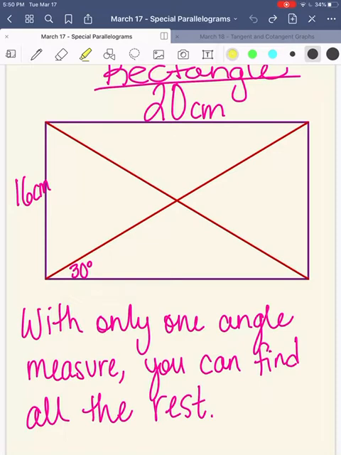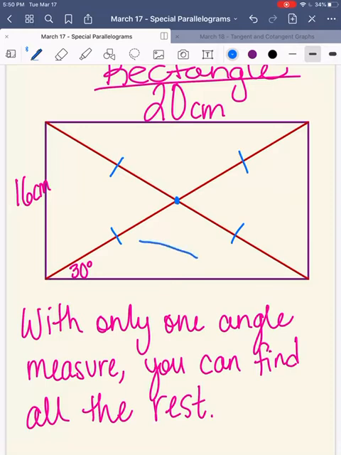And I just wanted to show you that with only one angle measure, we could find all of the rest of them. And the big reason why is because of those isosceles triangles we talked about. I'm going to remind you, the way that we find the isosceles triangles is because all of the diagonals are congruent and they bisect each other. So this is the midpoint. And so therefore all of the diagonals and the little pieces or the halves of the diagonals are congruent.